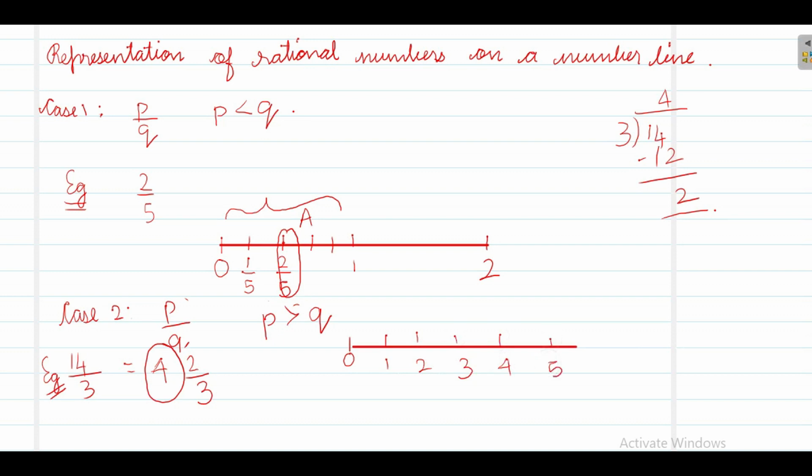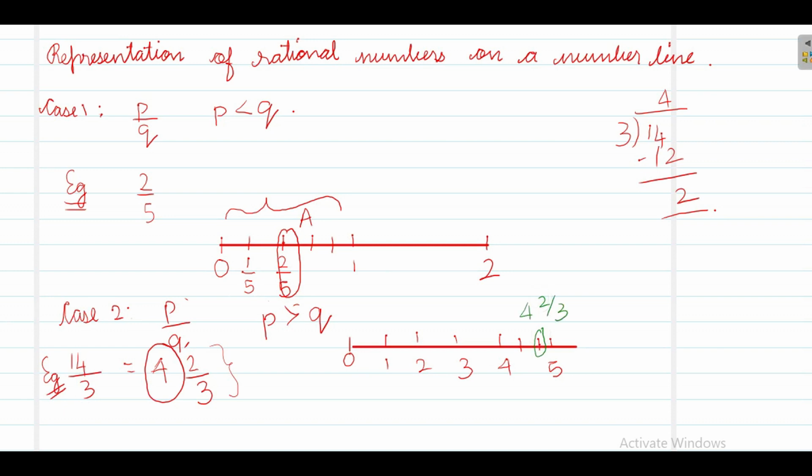Okay, so 4 is already there, right? So we start from 0 and take full 4 units and we divide the unit length between 4 and 5. We are having 4 and 5, right? So this length alone we are going to divide it into 3 parts because we have got 2 by 3. So it's 2 parts out of 3, right? So divide it into 3 parts. So this is the first part, second part and the third part. So 2 by 3 means your second part, right? So this line will represent your 2 by 3.